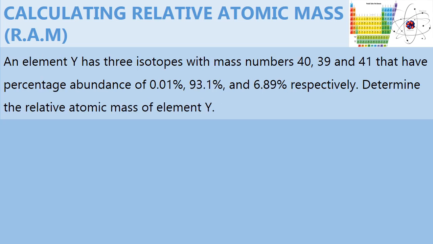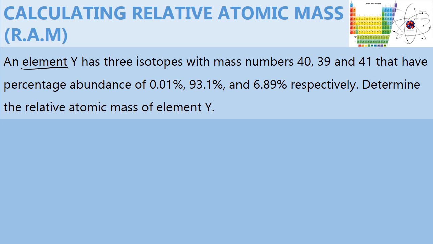In this example, we are going to hide the identity of the element. So the question goes, an element Y has 3 isotopes with mass numbers 40, 39, and 41 that have percentage abundances of 0.01%, 93.1%, 6.89% respectively. Determine the relative atomic mass of element Y.